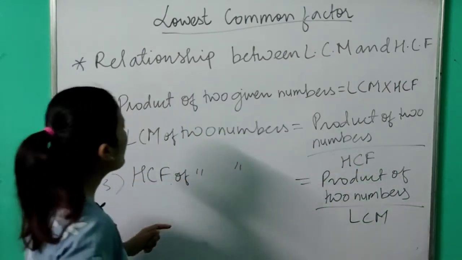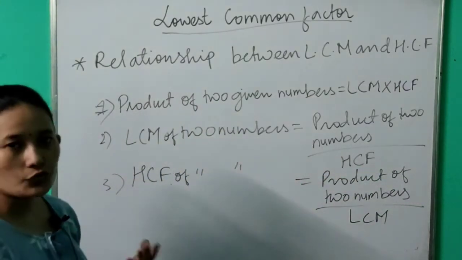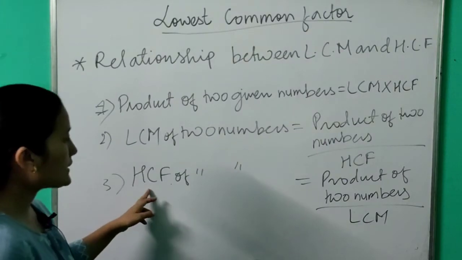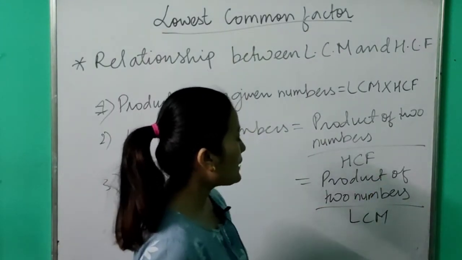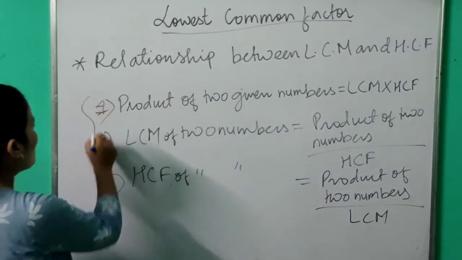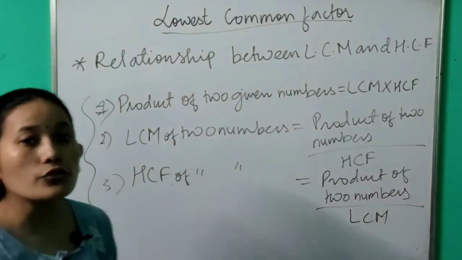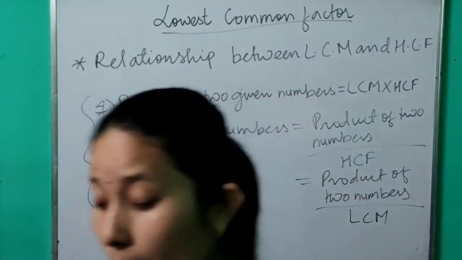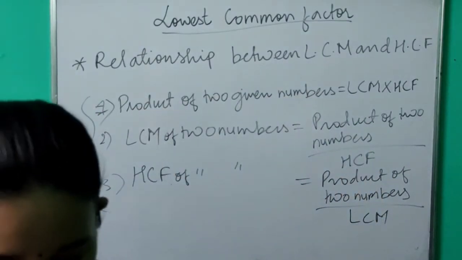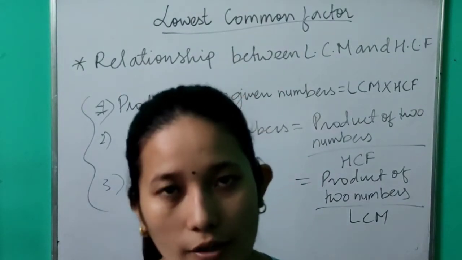Now similarly, if LCM is given and the product of two numbers is given, then how do you find the HCF? HCF would be equal to the product of two numbers divided by LCM. So these three formulas you have to remember in order to find LCM and HCF if the product of the two numbers is given and either LCM or HCF is given.